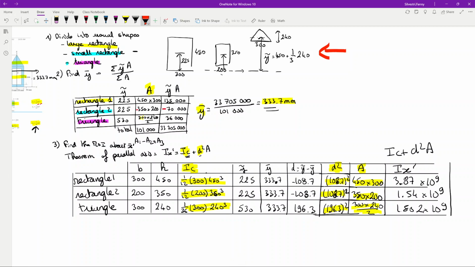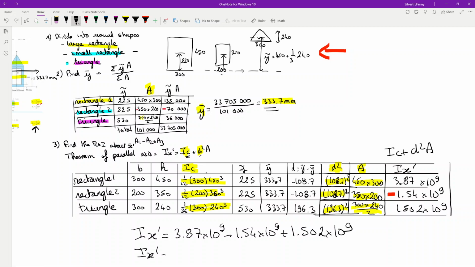Just note, I added a big minus in front of this one because that's a hole. So at the end, your I x prime will be 3.87 times 10 to the 9 minus 1.54 times 10 to the 9 plus 1.502 times 10 to the 9. So your I x prime will be 3.834 times 10 to the 9, and it's millimeter fourth. You can keep it in millimeter fourth.